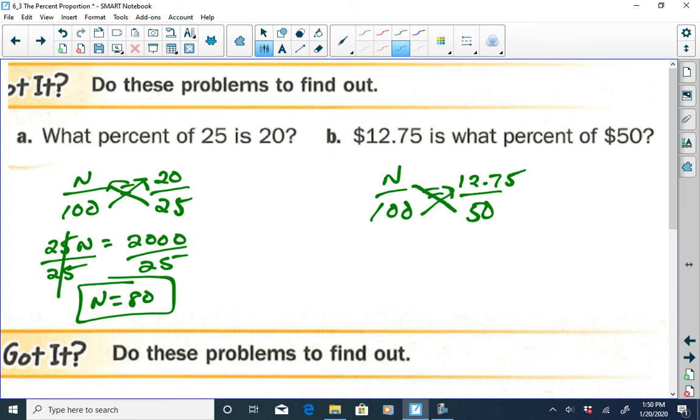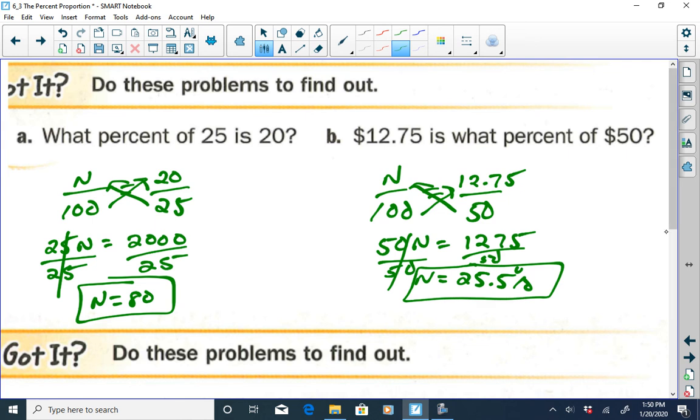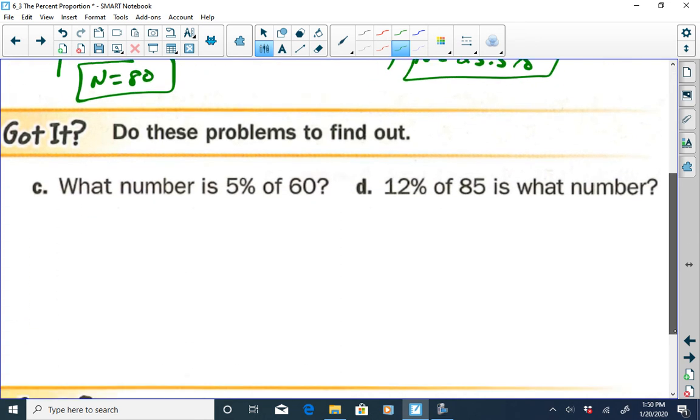We use our cross products property. So we're going to have 50 times n is 50n. $12.75 times 100 is going to be 1275. Right, so we have to divide the 1275 by 50, and we wind up with n is going to be equal to 25.5%, right, because we have to divide both sides of that equation by 50. All right, so we get n is going to be equal to 25.5 or 25.5%.